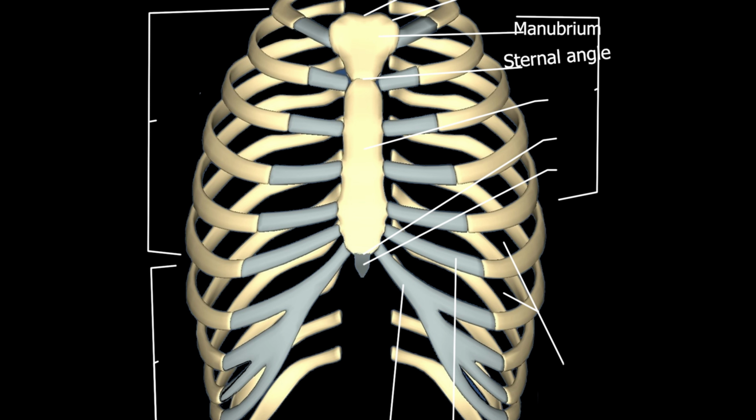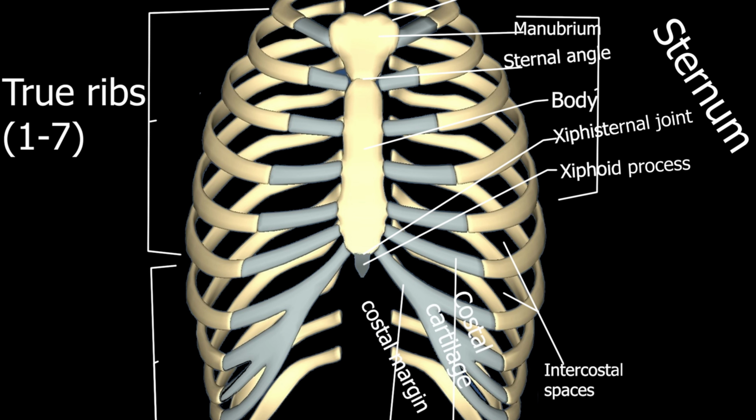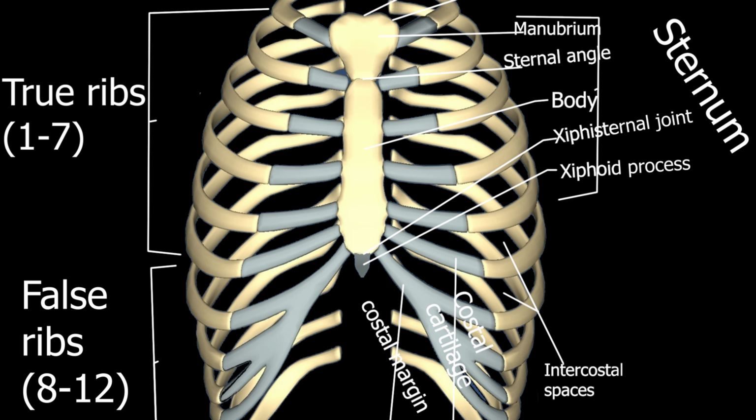Manubrium. Sternal angle. Body. Xiphisternal joint. Xiphoid process of sternum. Intercostal space, costal cartilage, costal margin, the 1 to 7 true ribs, and the 8 to 12 false ribs.